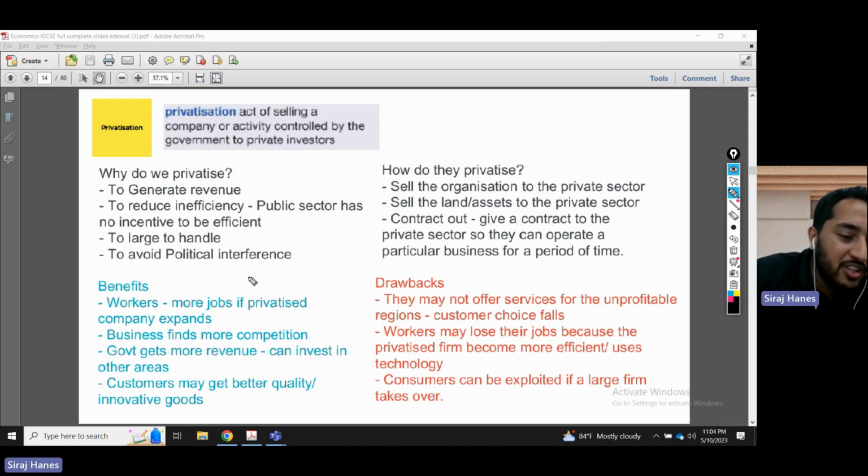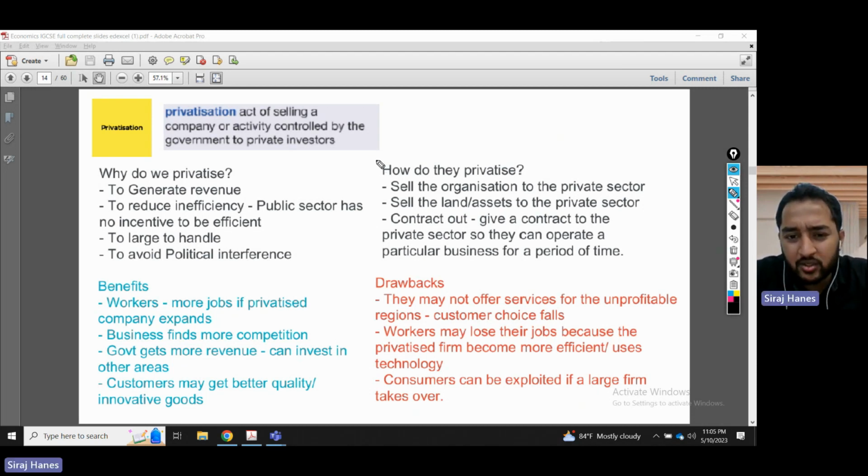And finally, we all know how politicians work. Politicians jump in and interfere, especially during elections, to get what they want from these public sector firms. So better to get rid of that. So stop these politicians from intervening. That way you privatize, let the private sector handle this.